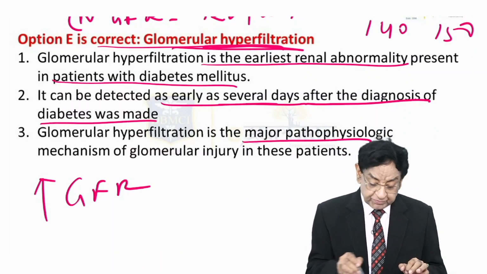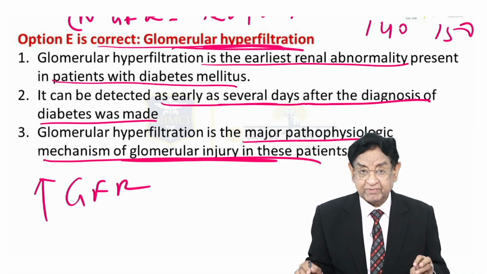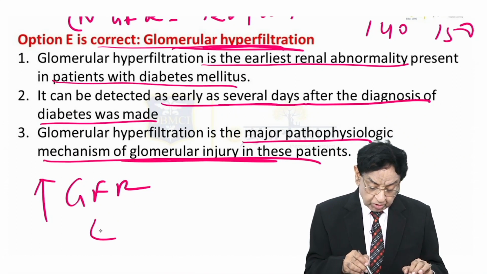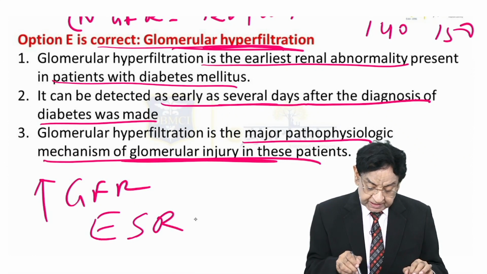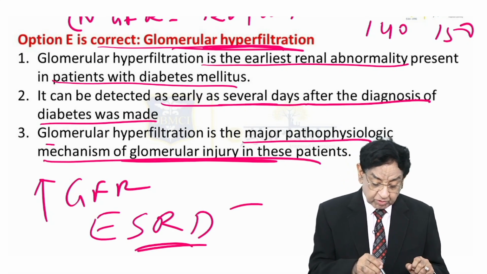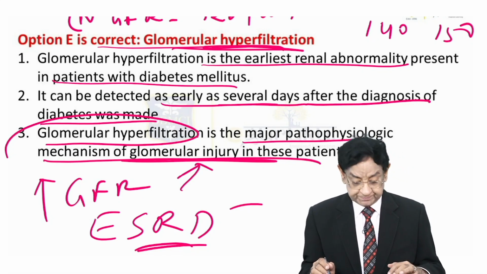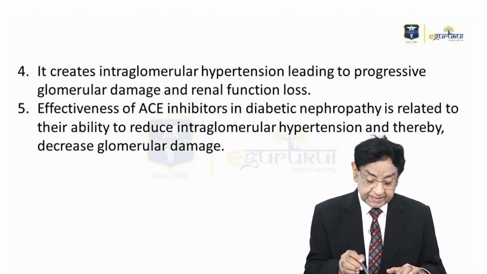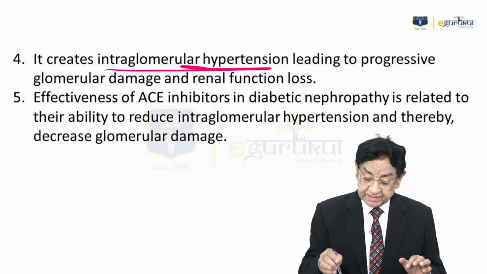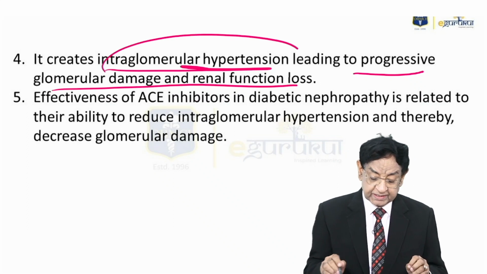This is a major pathophysiological mechanism of glomerular injury. That means whatever injury has happened in the advanced stages. Remember, diabetes is the most common cause of end-stage renal disease in the world. But this is the last stage, and it starts with the glomerular hyperfiltration. This is the beginning which leads to glomerular injury. Now, it creates intraglomerular hypertension. This leads to progressive glomerular damage and renal function loss.